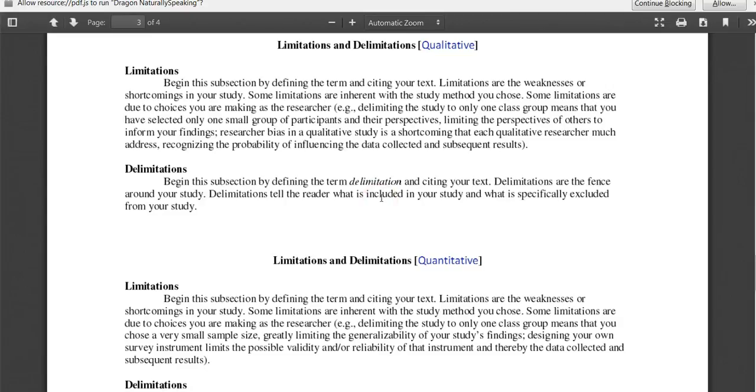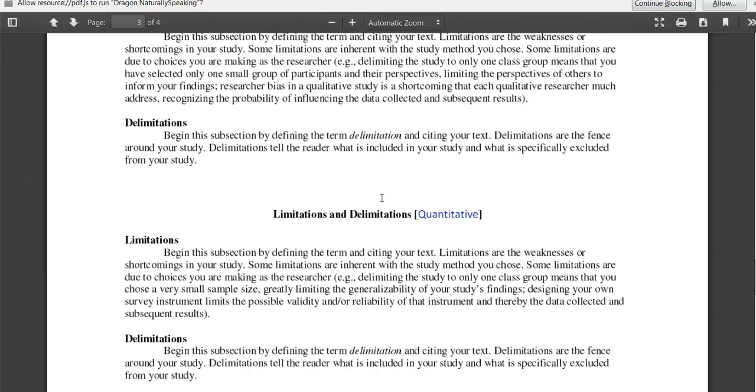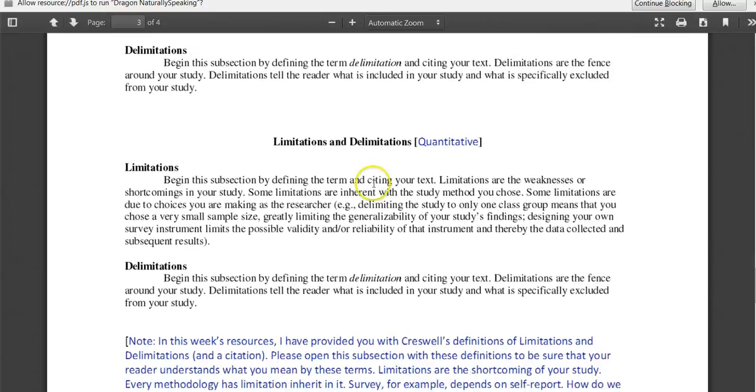So look in the literature for the limitations, the shortcomings of your particular methodology. Delimitations, then, are the fence around the study. Your delimitations are your criteria.